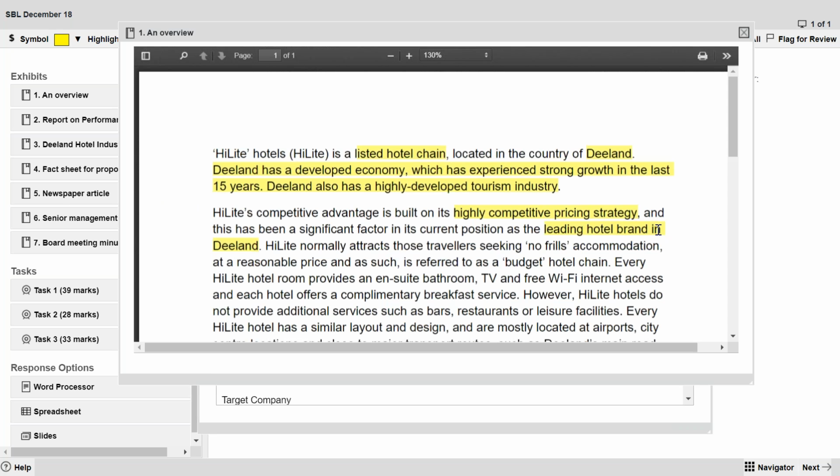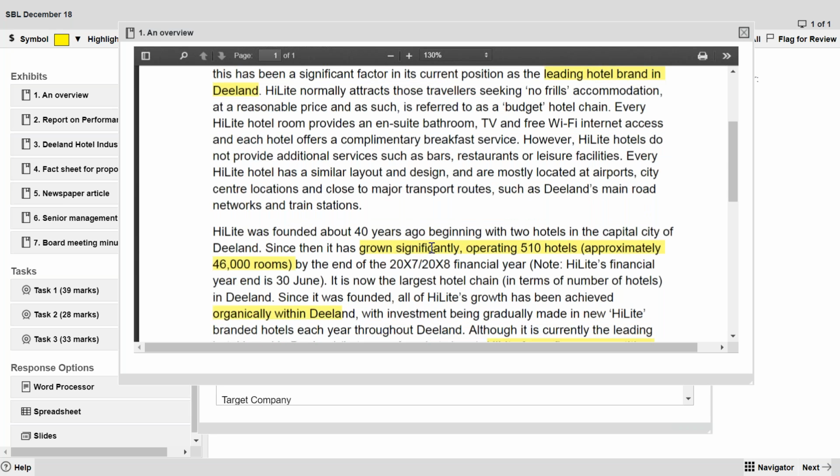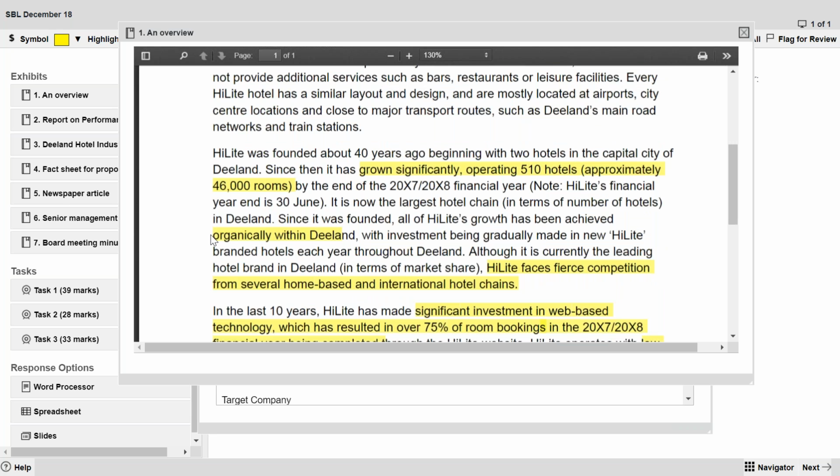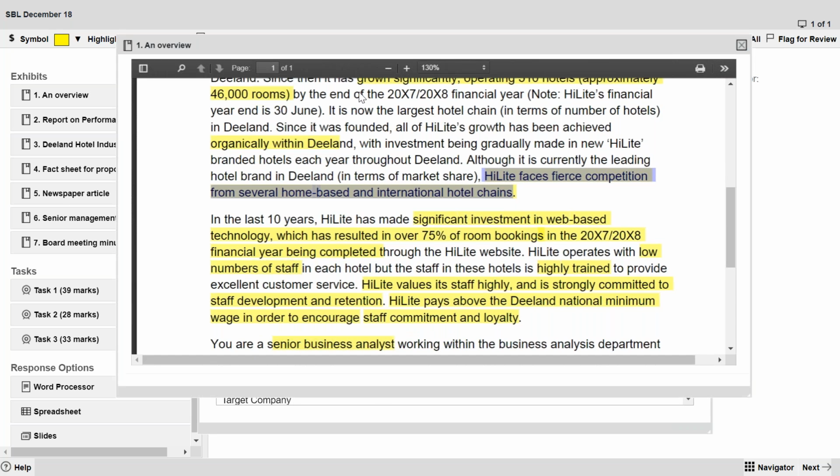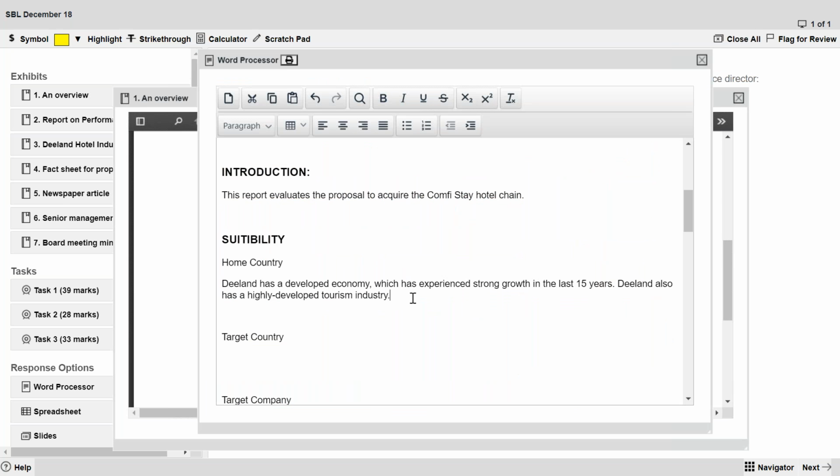So it's a leading hotel brand, fine. It has grown significantly, operating 510 rooms. It has grown organically within DLand. I know where to put it, but just keep in mind, it has grown organically. Highlight faces competition. So I will just copy this, Control C. I will go to the word processor. Again, I will enter, Control V.